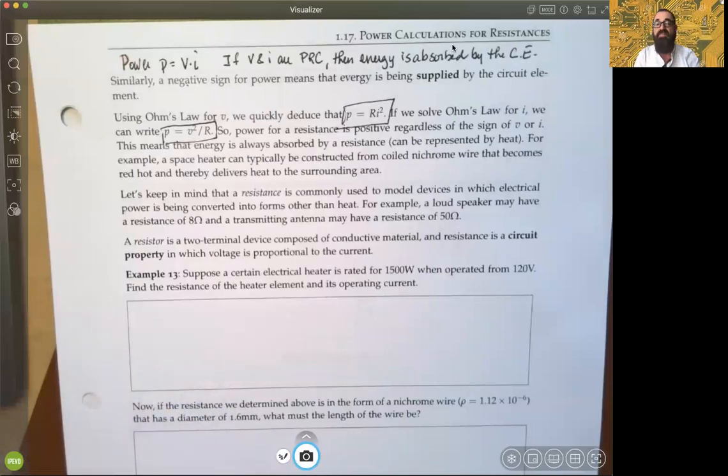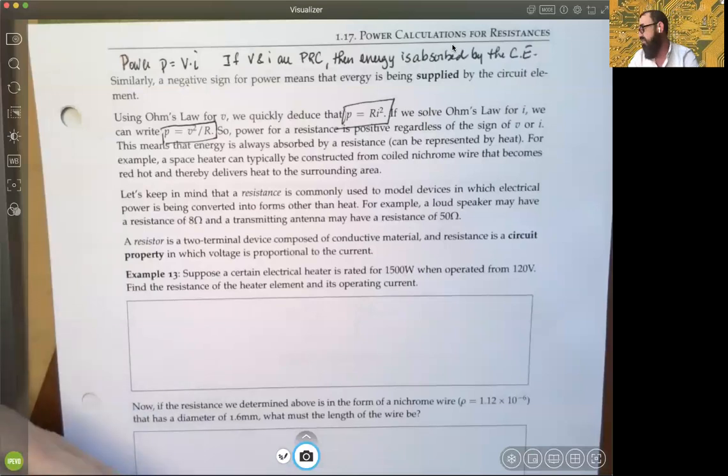But we're going to do a couple of examples of power computations here, all right? And we're just going to use some of our formulas that we've talked about above to see how they can apply. So the first example is example 13. Suppose you have an electrical heater, and the rating for that heater is 1500 watts, all right? And it's operated from 120 volts, which is the case here in the United States. So the task is, let's find the resistance of the heater element that is obviously getting warmer and warmer, and its operating current.